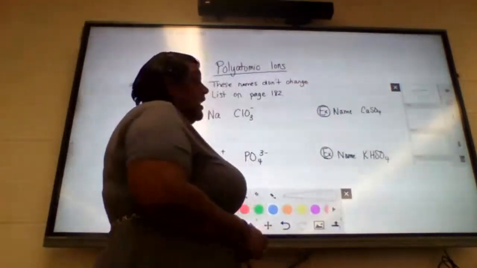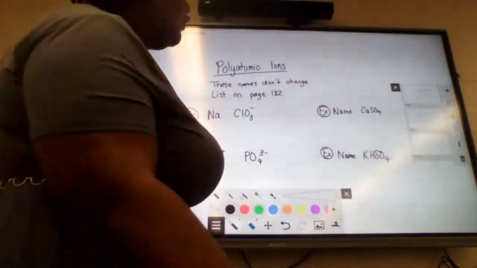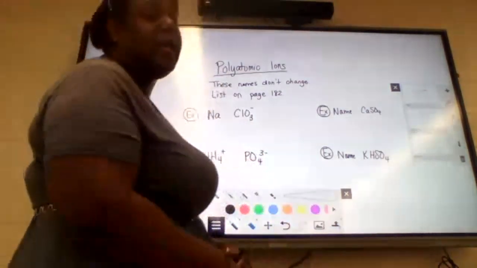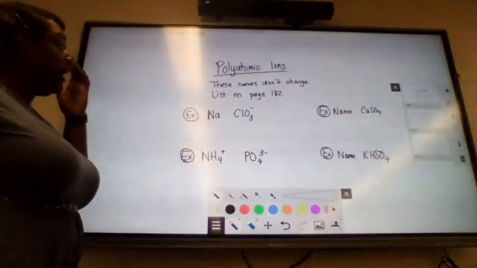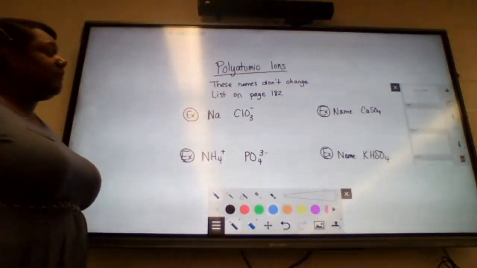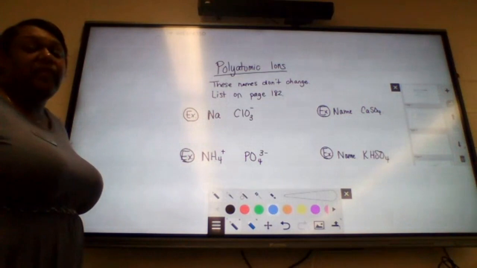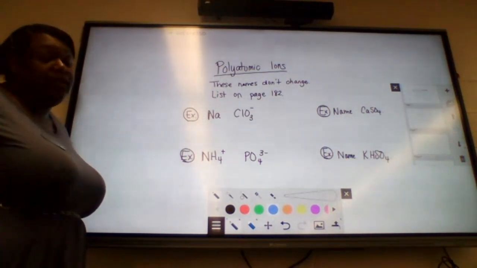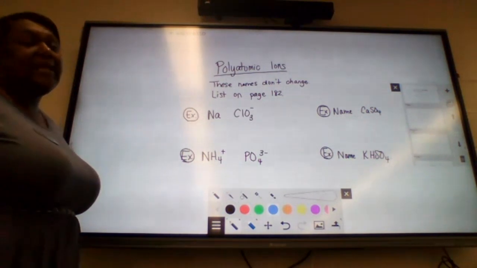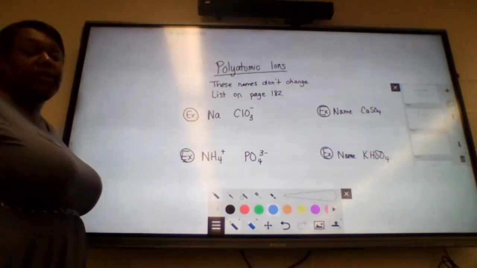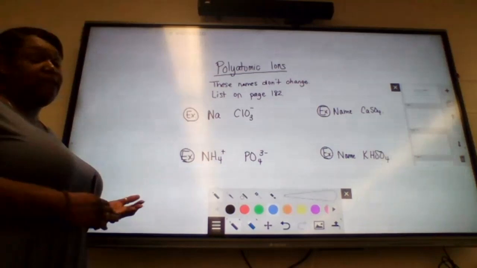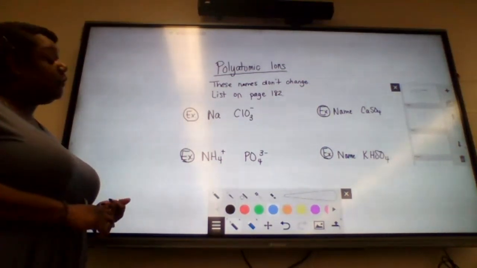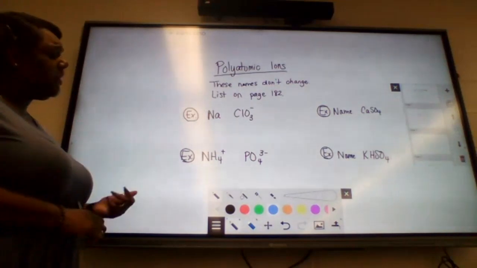Now, the next kind of naming that your book goes into is your polyatomic ions. And the good thing about polyatomic ions is that the names of those don't change. There is a list of polyatomic ions given on page 182 in your textbook. It is a list that you need to become familiar with. You should be able to write the formulas with the charges and the names of those polyatomic ions.